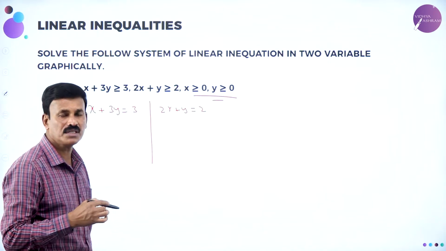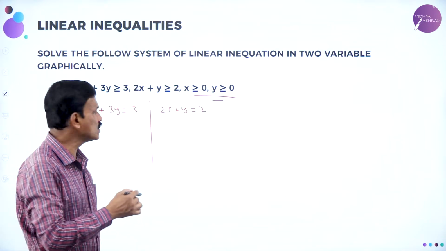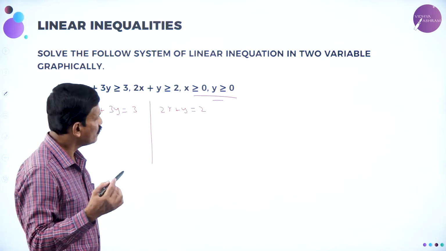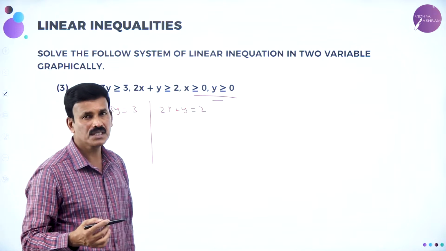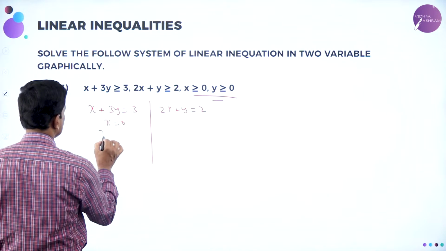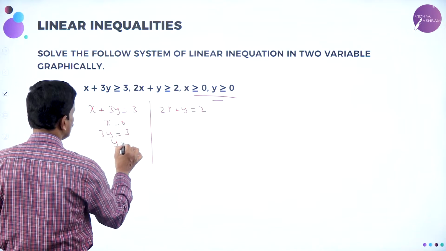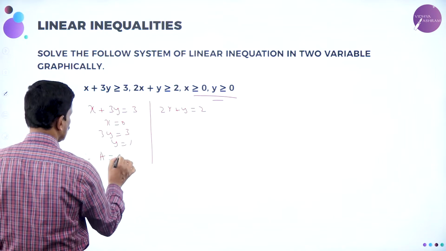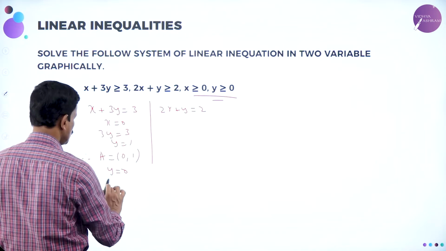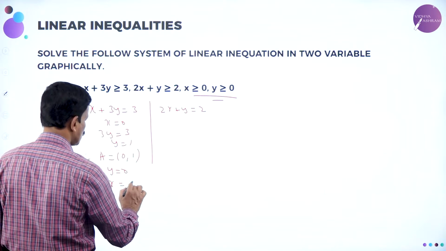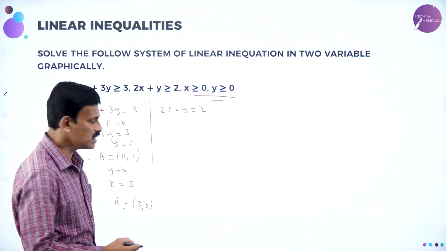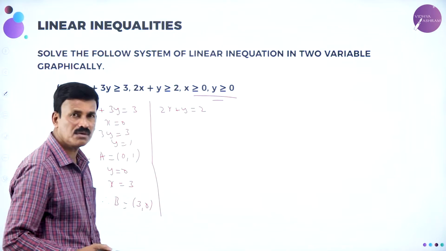Just write down the points and draw the solid lines for these two lines, AB and CD, and find out the feasible region. That's it. Now, let us put x is equal to 0. Then 3y is equal to 3, y is equal to 1. Therefore, A is equal to 0, comma 1. If you put y is equal to 0, then x is equal to 3. Therefore, the point B is (3, 0).